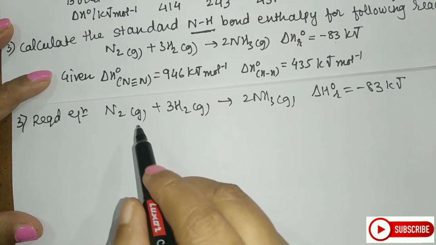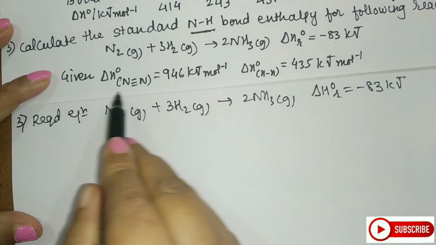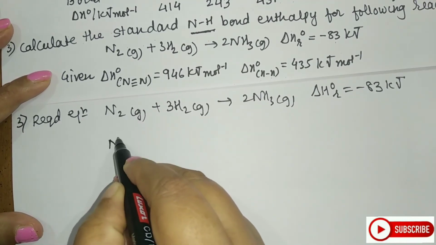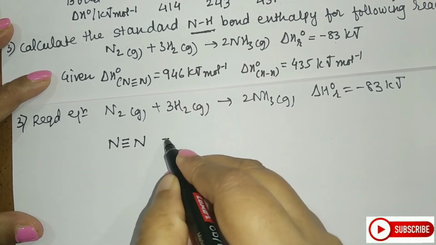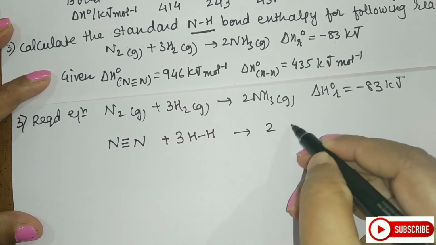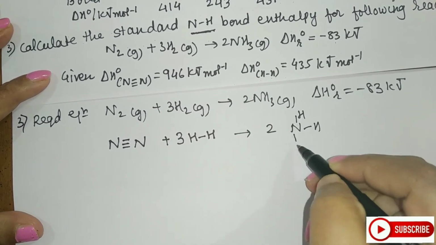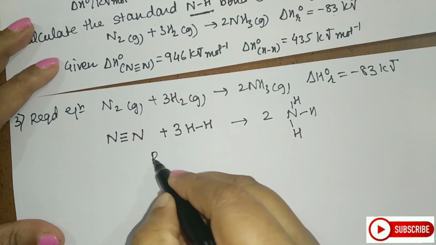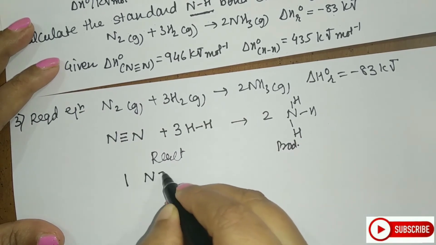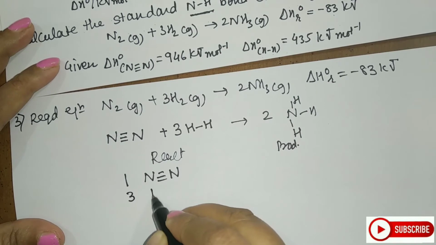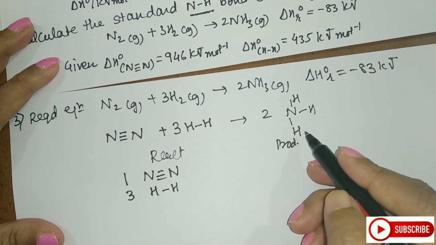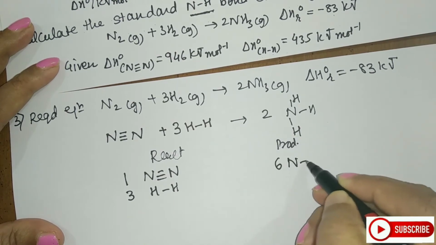So students, as I told you, you have to take help of the given data. If you see the given data here, there is N triple bond N, means this structure will be N triple bond N. This is how I will write, plus 3 H and H. This will be 2 NH3 like this. Now write down on this side the reactants and here the products. If you see this, there is 1 nitrogen to nitrogen triple bond and 3 H to H bonds. On this side, 1, 2, 3. So there are 3 NH into 2. So there are 6 NH bonds.